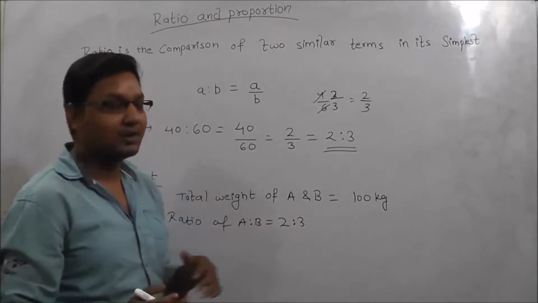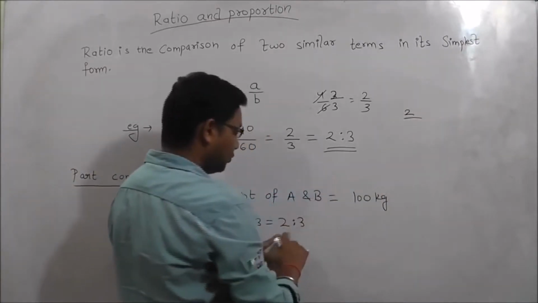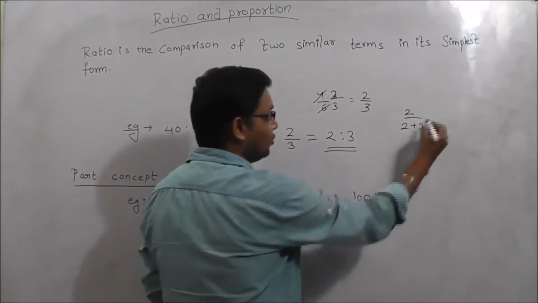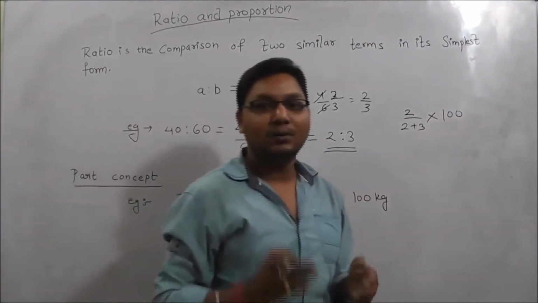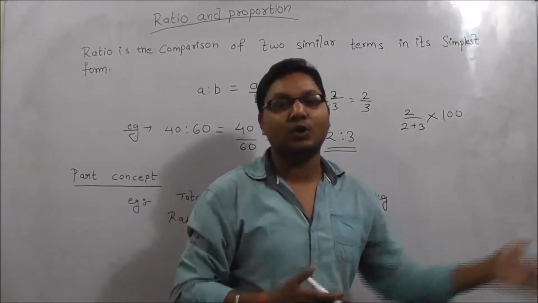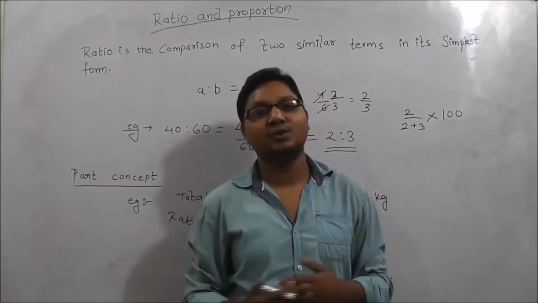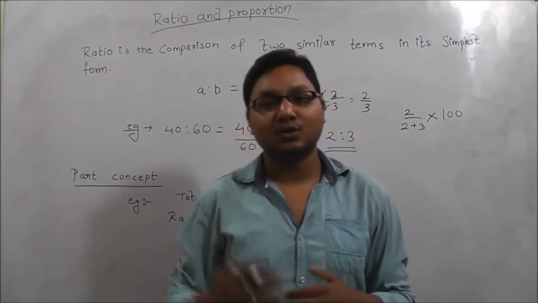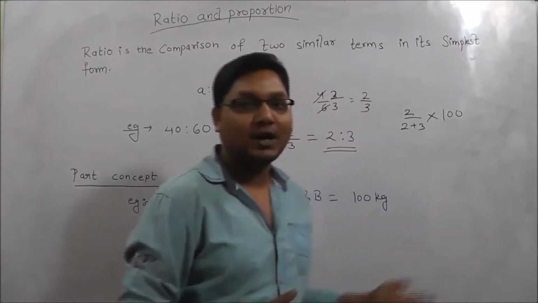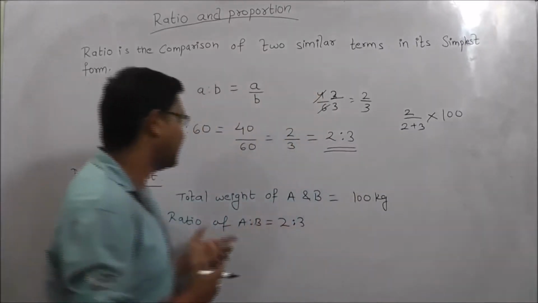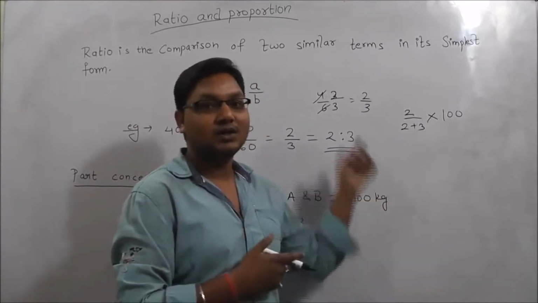By the usual method, what we usually do is take 2 in the numerator and 2 plus 3 in the denominator into 100. This is the usual method we have learned in school. But if you use the method you learned in school in a competitive exam, it will be a waste of time, and you will not be able to clear the competitive exam. Because time and tricks are the important factors to crack a competitive exam, I am going to tell you the part concept, which will help you solve questions based on ratio and proportion.